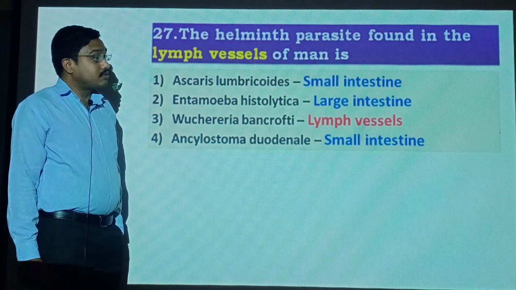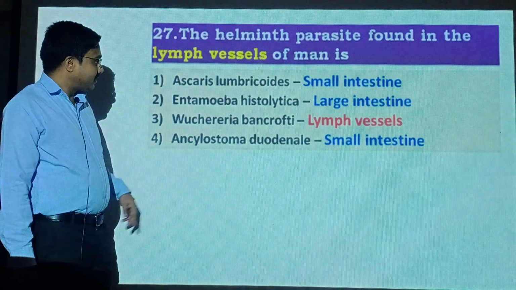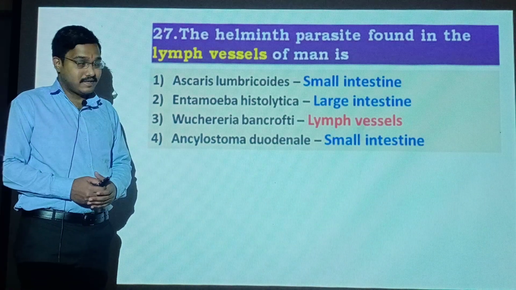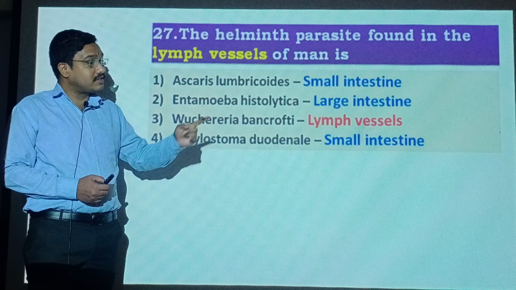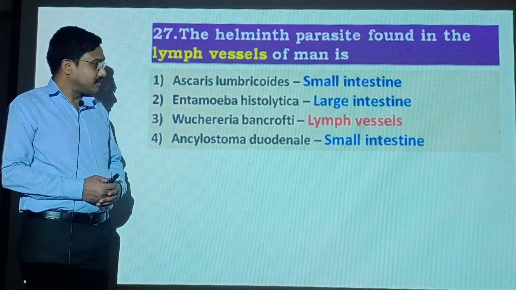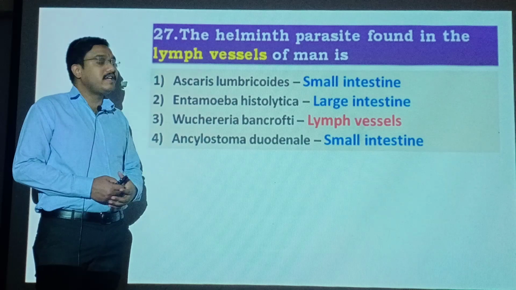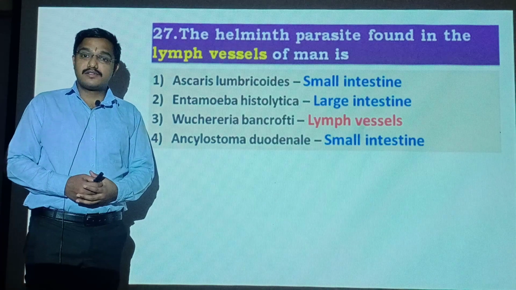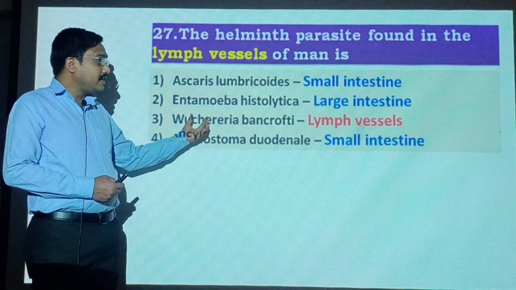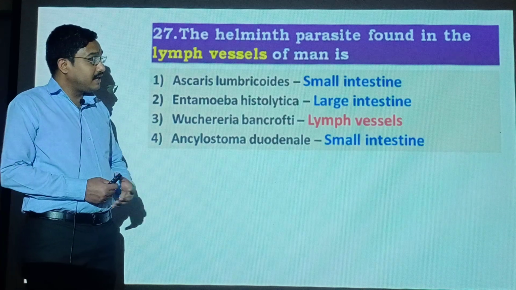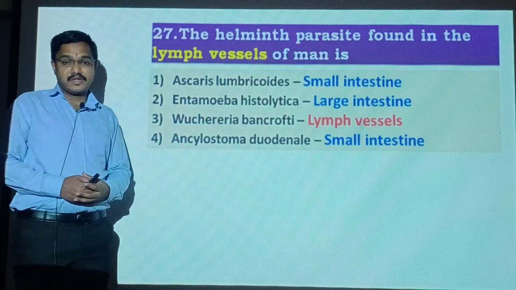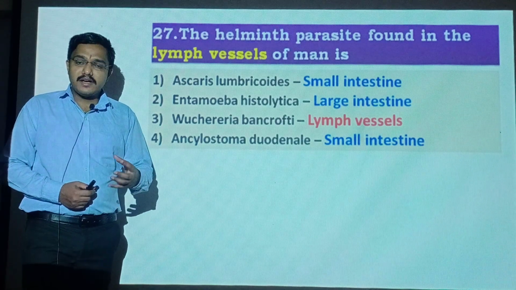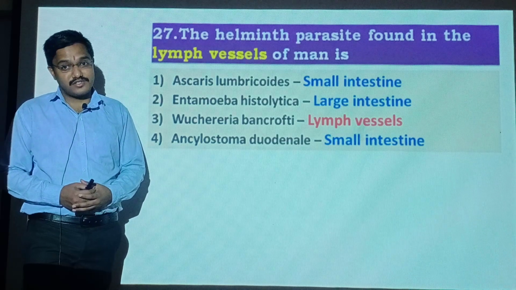It lives in small intestine. Second option, Entamoeba histolytica. It is also a parasite. It lives in large intestine of human. Wuchereria bancrofti. As we know, Wuchereria, they cause elephantiasis. These Wuchereria species, they live in lymph vessels. Therefore, in the elephantiasis, there is a chronic inflammation of lymphatic vessels.